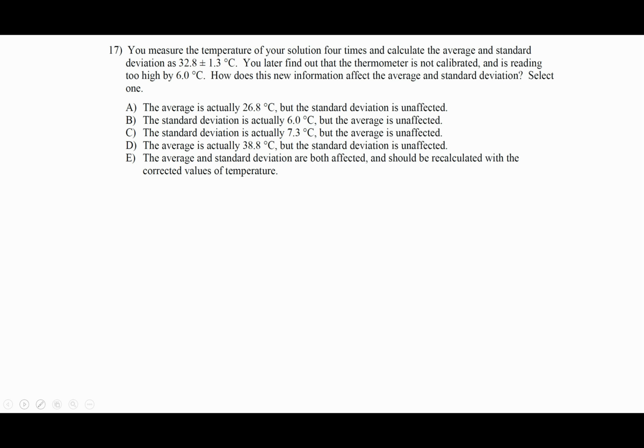Okay. Well, let's think about it. We have some average, right? Our average is 32.8, and our standard deviation is 1.3. So what's going to happen to our average? If we are too high, our average should drop by exactly 6.0. So we should go from 32.8, drop 6, to get to 26.8.